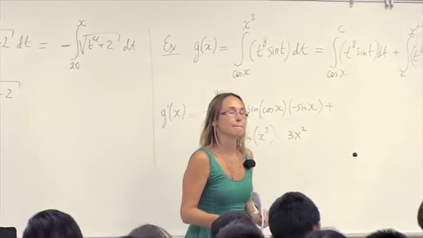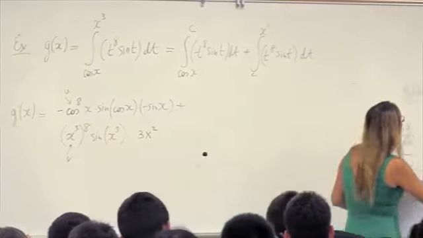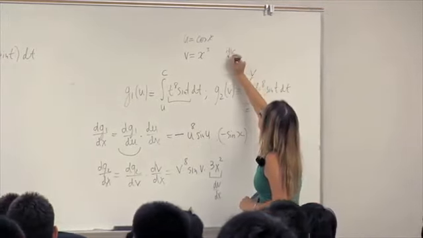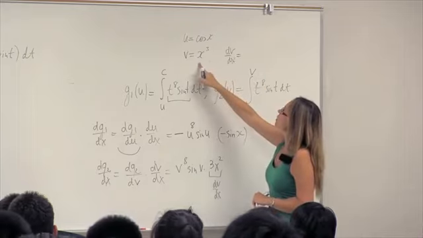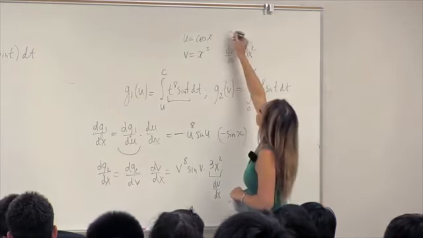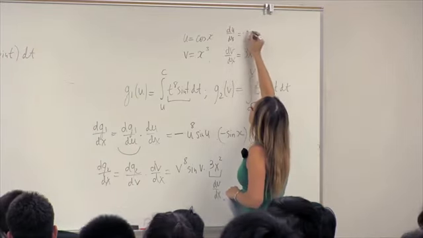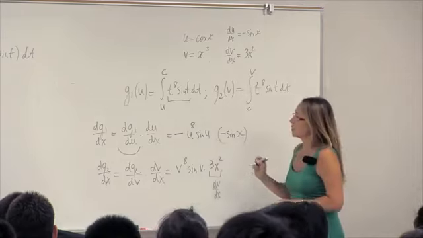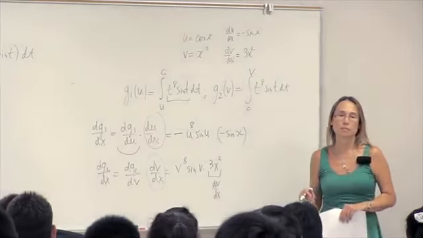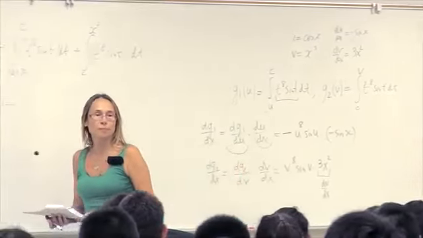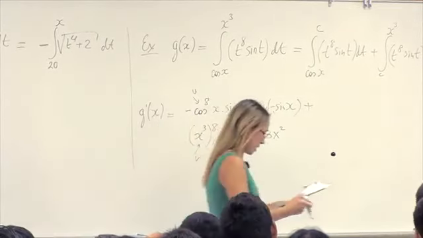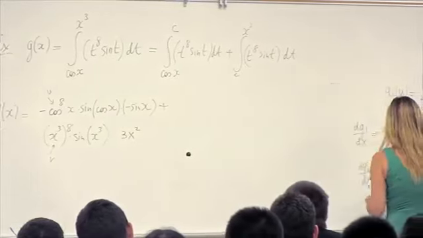Question? So here I have dv/dx. Yeah, dv/dx. My v is defined as x cubed. So its derivative is 3x squared. Over here I can also write du/dx is negative sine x. So that's these two objects, du/dx and dv/dx. They come from the chain rule. More questions? Okay. So now let's move on.